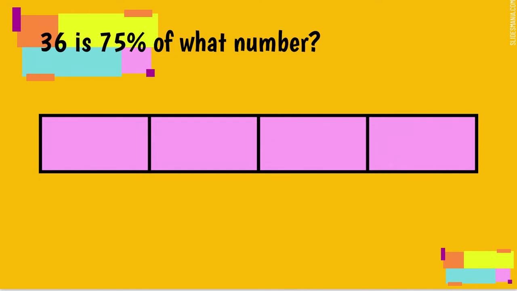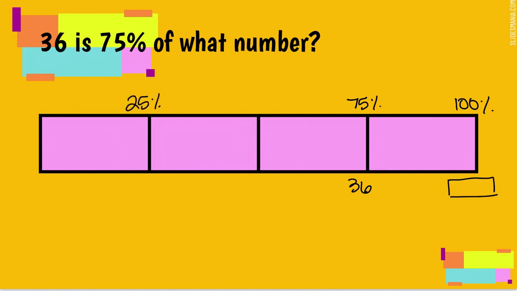Now we want to know what number 36 is 75% of. So now I know that this 36 value represents 75% of a number that I don't know the whole value of. But I know that percents are always based out of 100% as a whole. So I want to think about how I can get from 75% and 36 to 100% in my unknown.